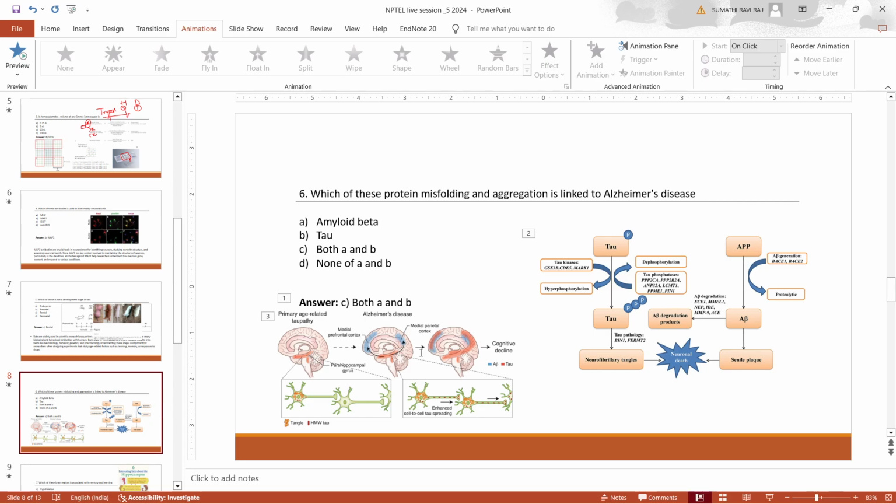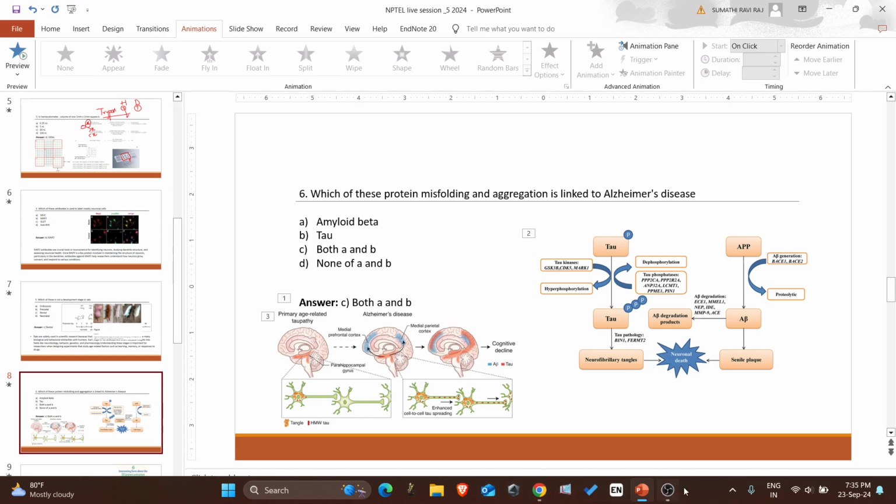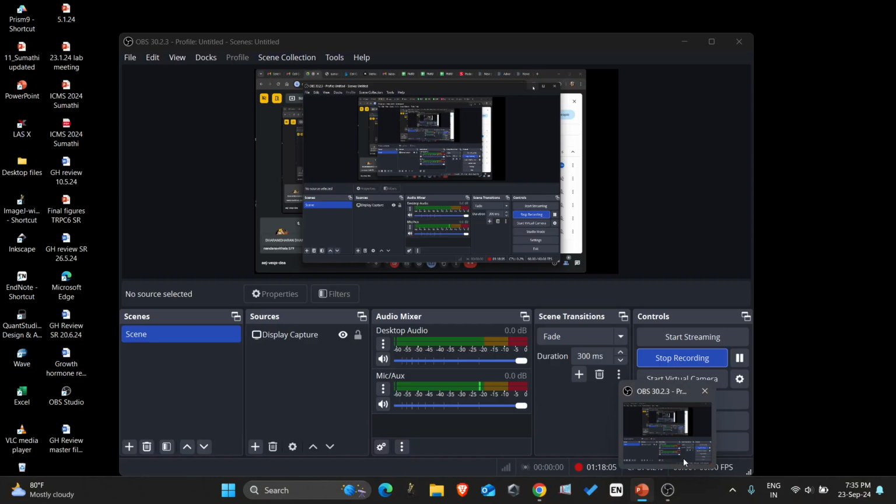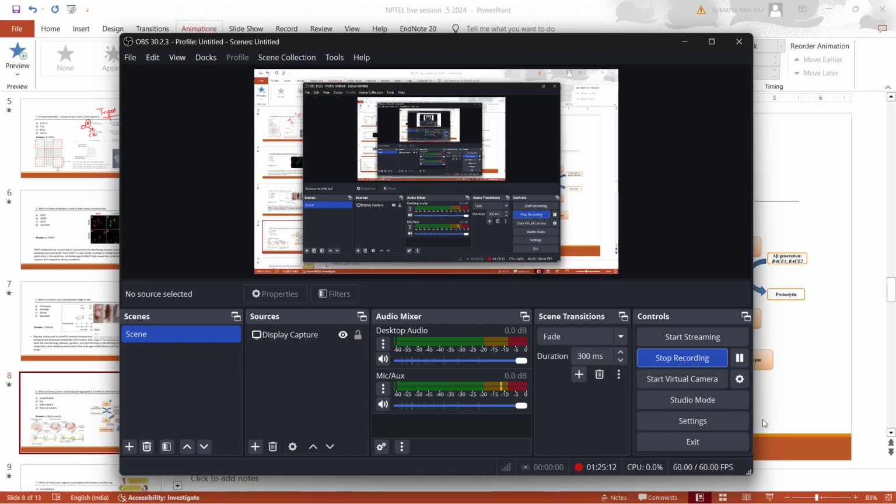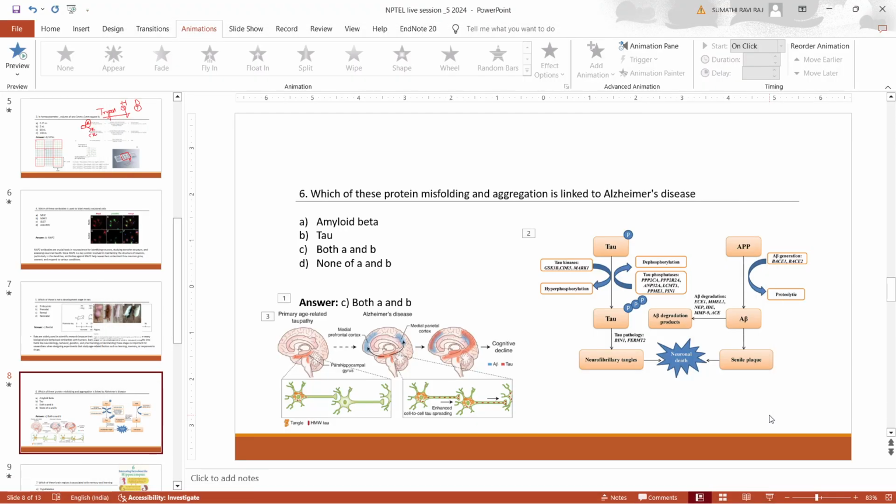Next is your question: which of these misfolding and aggregation is linked to Alzheimer's? So the options are amyloid beta and tau protein. Both amyloid beta and tau protein are involved in Alzheimer's disease, because both of them are important for protein misfolding and protein aggregation.